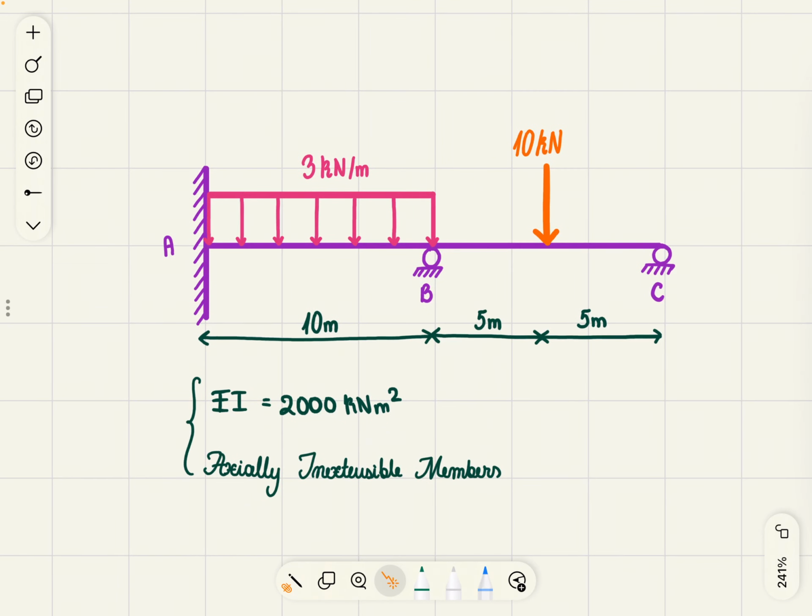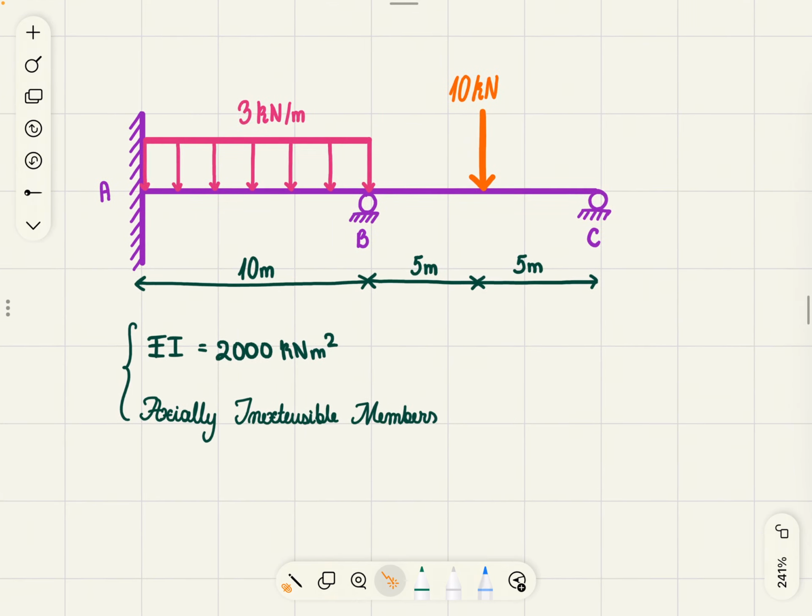So, first of all, we need to find out any unknowns. Your unknowns could come from three sources: translation or displacement in the x direction, in the y direction, or rotations at the nodes. So, nodal rotations. These are your three sources. So, first of all, do we have any translations in the x direction?